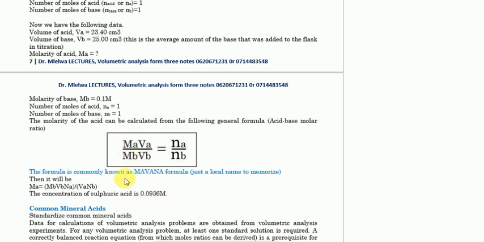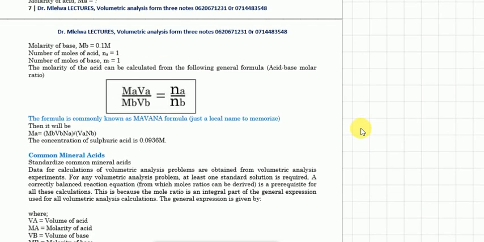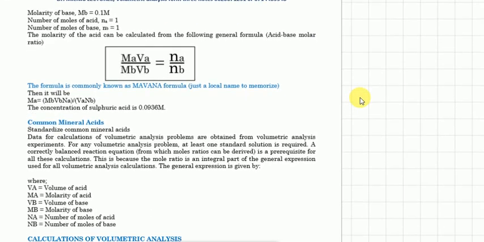And from the Mavana formula now we calculate the molarity of acid. So you make the molarity of acid the subject, you get molarity of acid is equal to molarity of base, volume of base, number of moles of acid, divided by volume of acid, number of moles of base. So calculation of sulfuric acid concentration will be equal to 0.936 M.